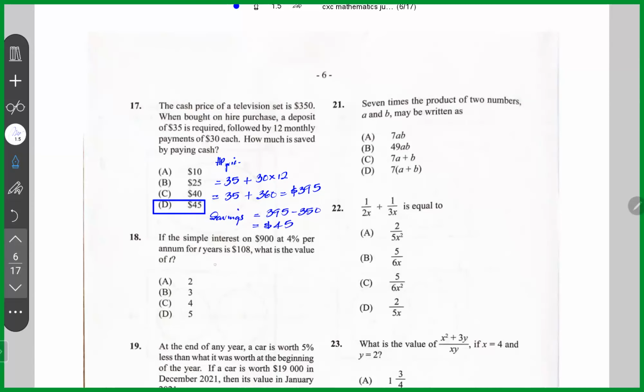T is time, and T would be equal to 100I over the principal multiplied by the rate. So that would be 100I, the interest, 108, over the principal, 900, times the rate, which is 4%. Two zeros, two zeros. 9 into 108 is 12. 12 divided by 4 is 3. T is 3 years.